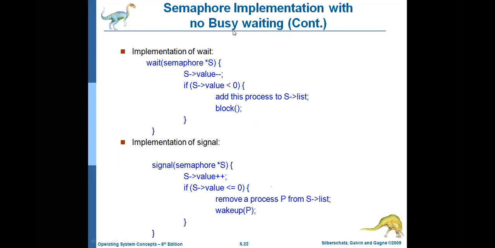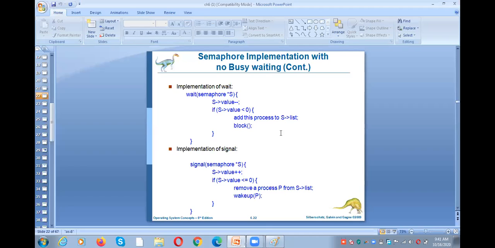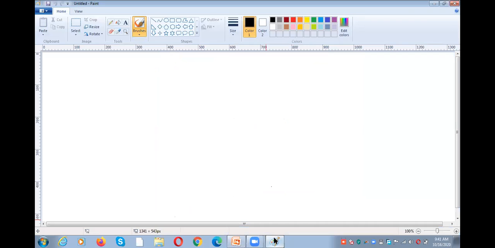Then if there are multiple processes waiting for the semaphore, how much time does the semaphore have to wait? Semaphore implementation with no busy waiting. That means whenever a process is able to perform the wait operation, it can enter the critical section. All the remaining processes which wish to enter the critical section may not. Let me explain with the paint.